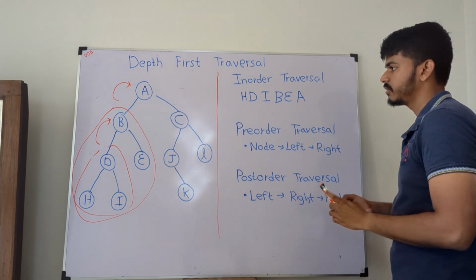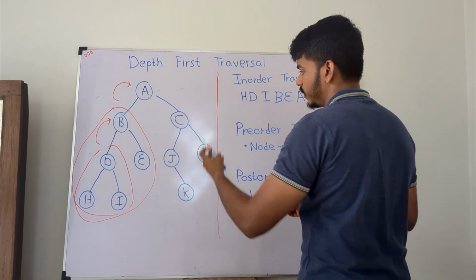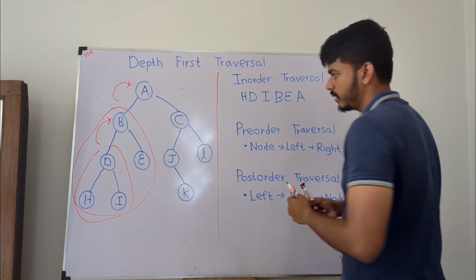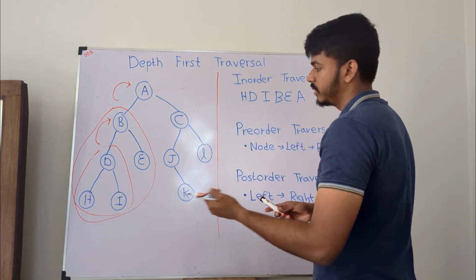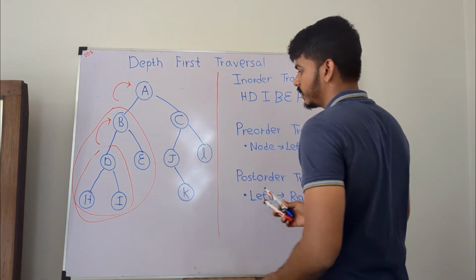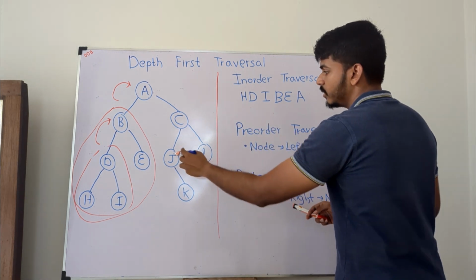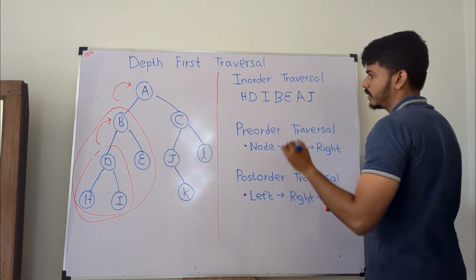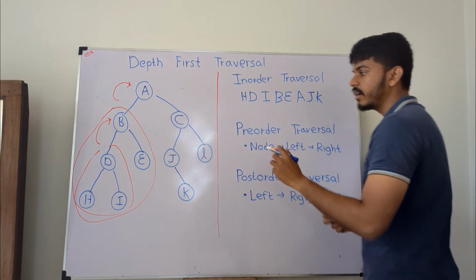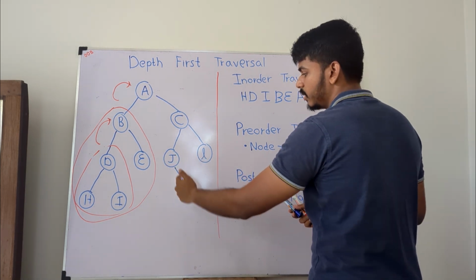In the right subtree also, first go to the left subtree of this C, which is J. In this J, it has no left child. It only has a right child. So first we will be writing the node J. Then after that, the right child K. If there was a left child here, first we have to write that, then the node, then the right child.